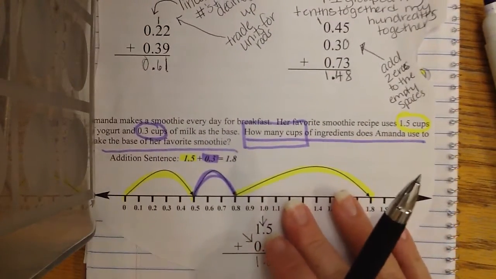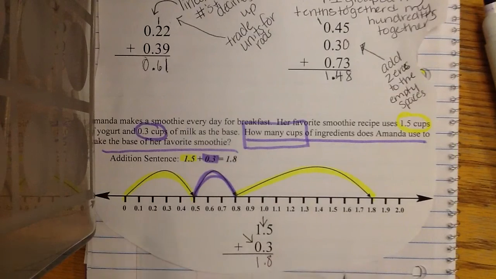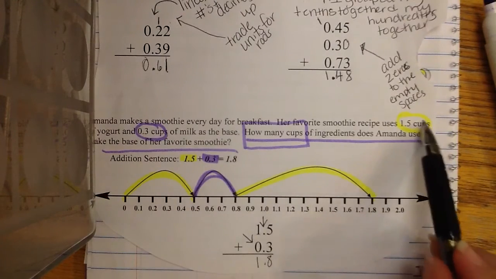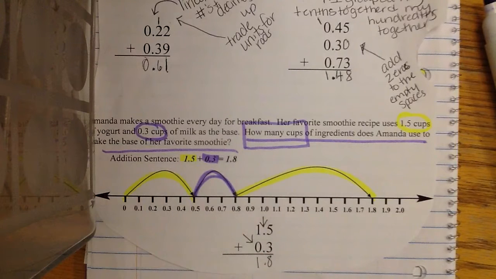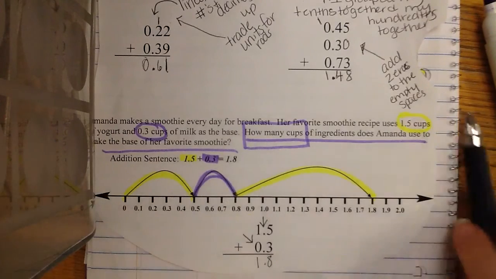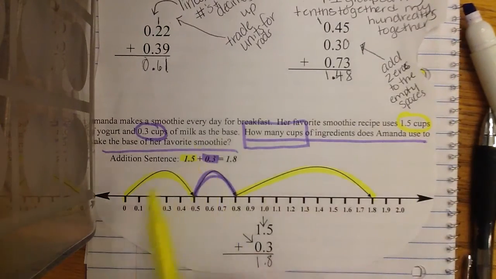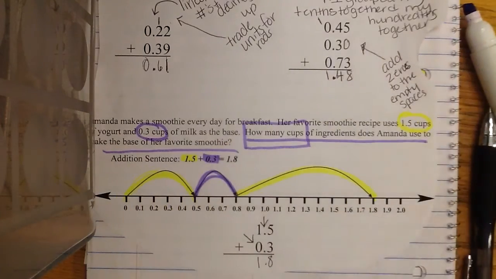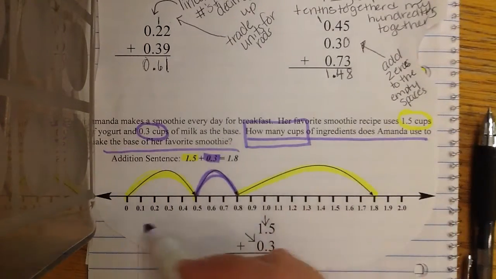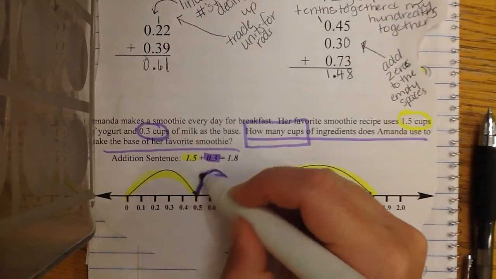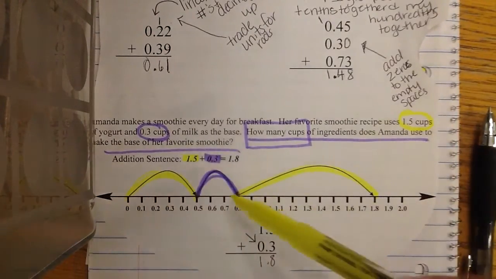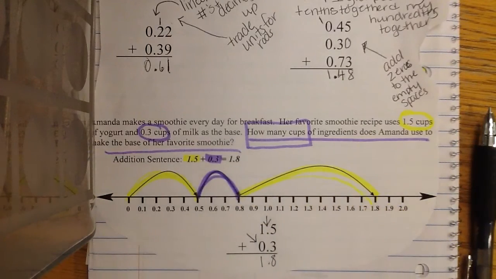Here's my next problem. Amanda makes a smoothie every day for breakfast. Her favorite smoothie uses 1 5/10 cups of yogurt and 3/10 cups of milk as the base. How many cups of ingredients does she use all together? So here are my numbers. Let's see what they did. First, they added their tenths. Then, first they added their hundredths, then they added their tenths, then they added their wholes.